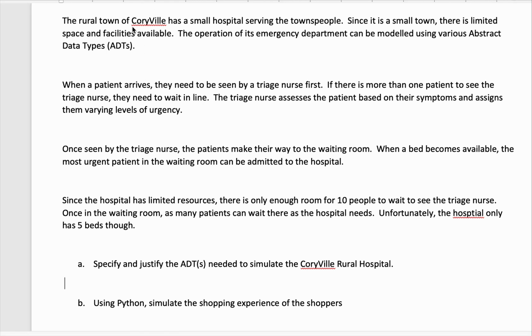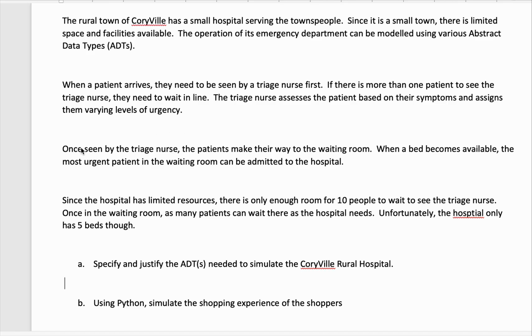The rural town of CoryVille has a small hospital serving townspeople. Since it's a small hospital, there is limited space and facilities available. The operations of its emergency department can be modelled using various abstract data types. When a patient arrives, they need to be seen by a triage nurse first. If there is more than one patient to see the triage nurse, they need to wait in line. The triage nurse assesses the patient based on their symptoms and assigns them various levels of urgency.